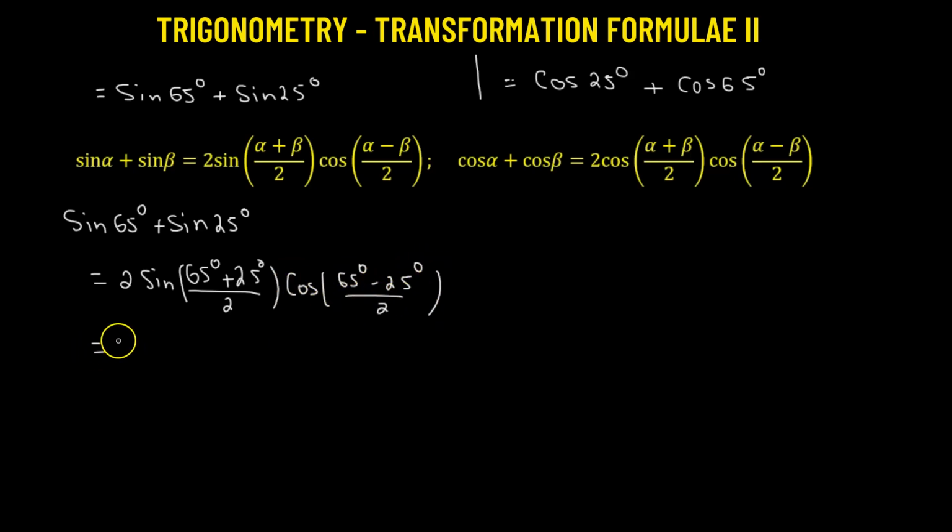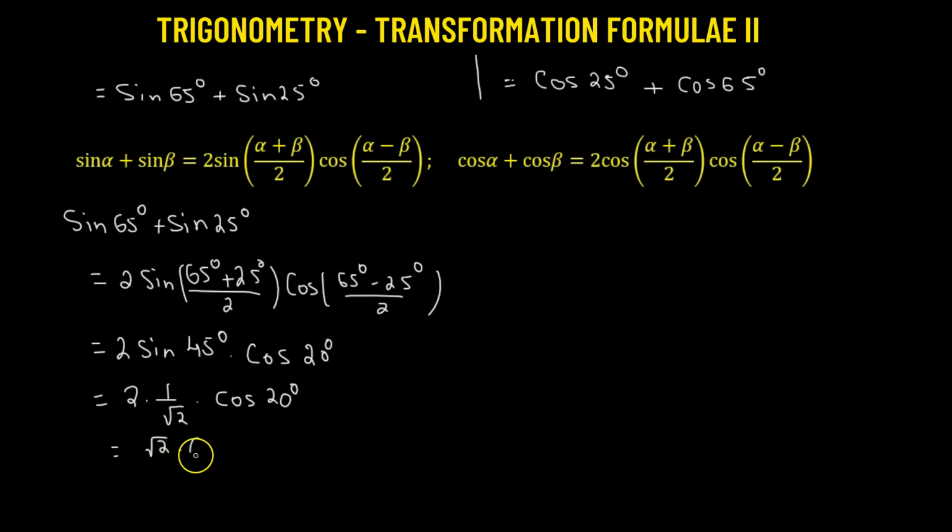Fine. So we get 2 times sine. 65 plus 25, that's 90 degrees. So 90 over 2 is going to be 45 degrees. Multiplied to cosine of, 65 minus 25, that's going to be 40 degrees. So 40 over 2 is going to be 20 degrees. Now we know the standard value of sine 45 degrees, that's 1 over square root of 2. So we have 2 times 1 over square root of 2 times cosine 20 degree, and if we rationalize the denominator, we're going to get square root of 2 times cosine of 20 degrees.